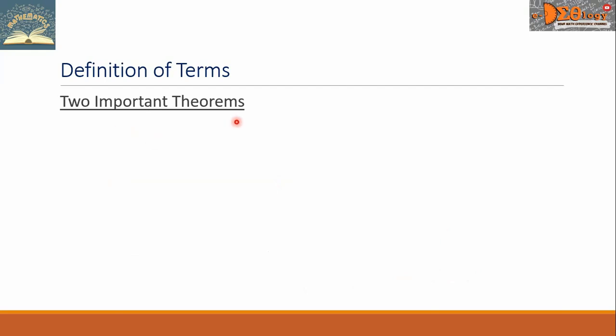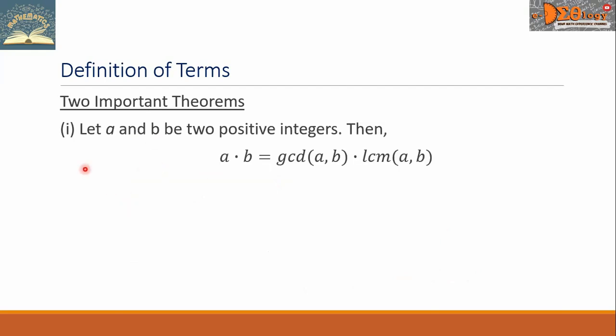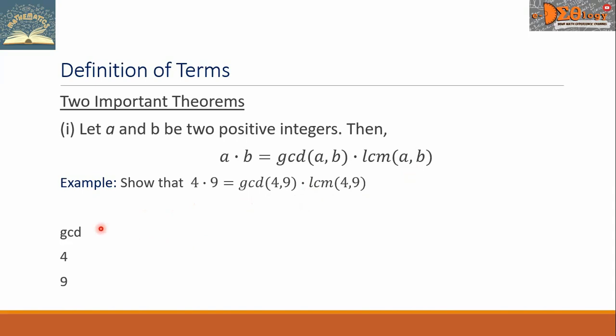There are two important theorems here that we will discuss. Number 1, let A and B be two positive integers. Then A times B is equal to the GCD of the two numbers A and B multiplied by the LCM of the two numbers A and B. Example, show that 4 times 9 is equal to GCD of 4 and 9 multiplied by the LCM of 4 and 9. First, let us find the GCD of the two numbers 4 and 9.